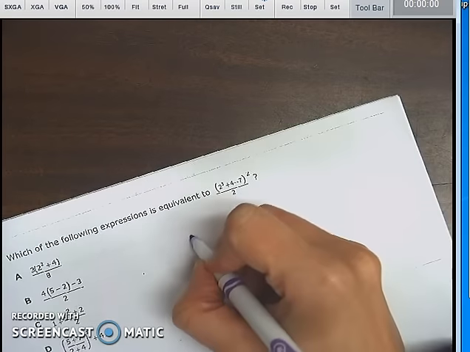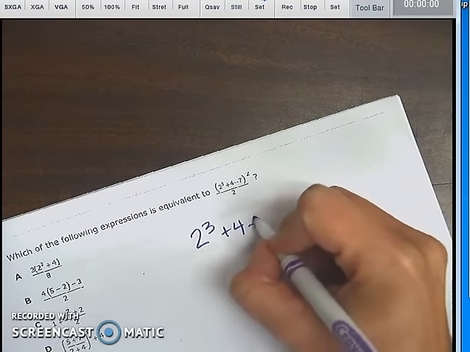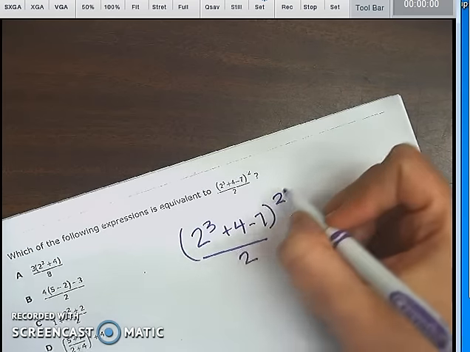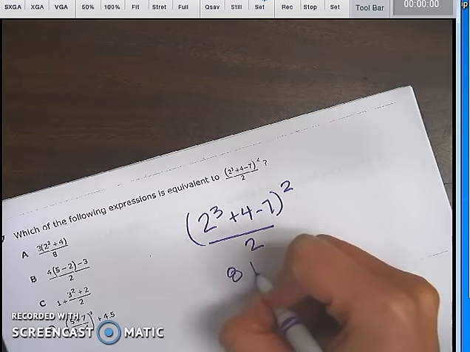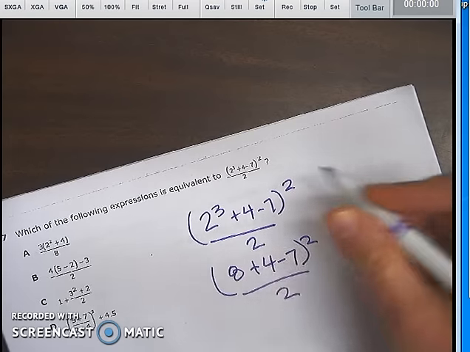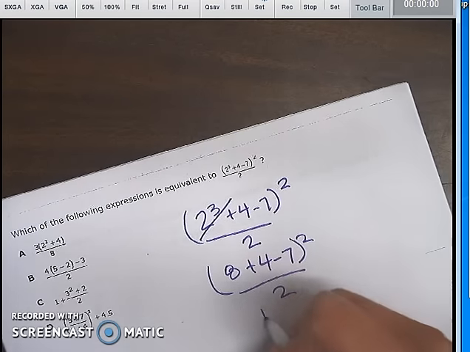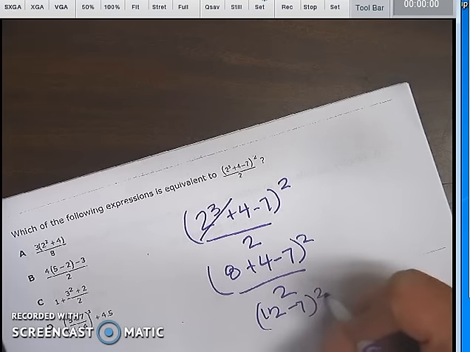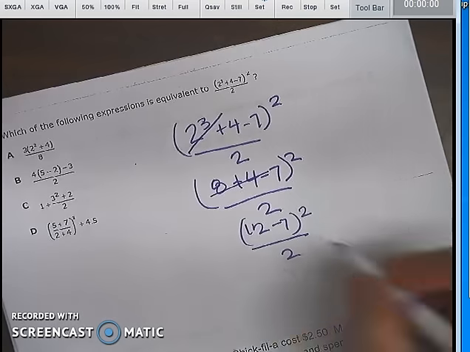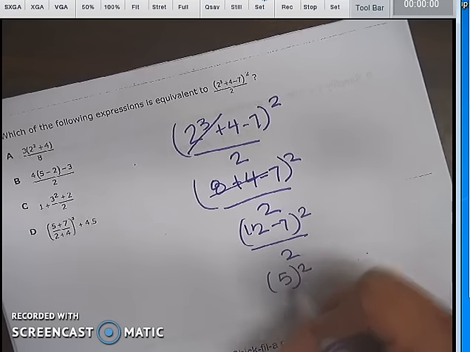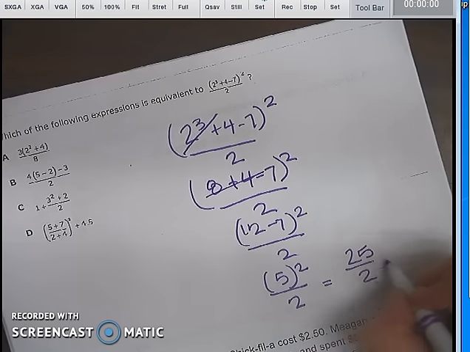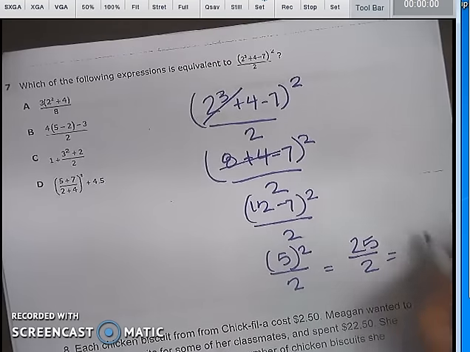So (2 cubed plus 4 minus 7 squared) divided by 2. 2 cubed means 2 times 2 times 2, which is 8, plus 4 minus 7 squared divided by 2. 8 plus 4 is 12, minus 7 squared divided by 2. 12 minus 7 is 5, squared, divided by 2. 5 squared is 25, divided by 2. So the answer to this is 12.5.